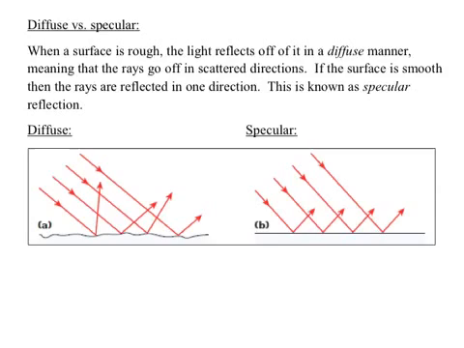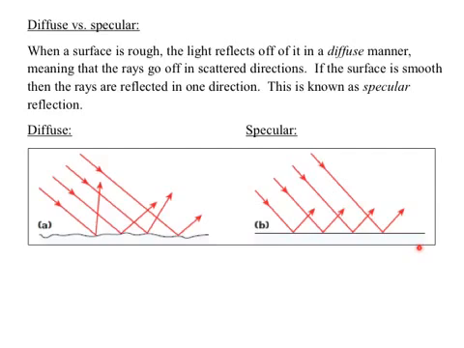Diffuse reflection is when a surface is rough and it comes off at random angles. Notice that these are going off in scattered directions. So the light rays come in parallel and then they come off at different angles. Whereas specular surfaces are smooth surfaces that are reflected in one direction, or in the same direction. So these come in parallel and these all go off parallel as well.